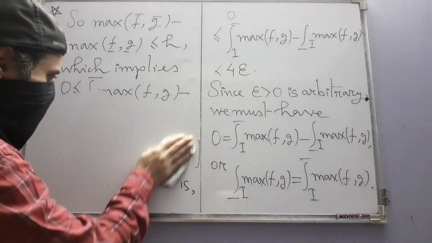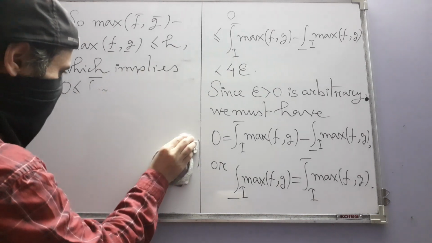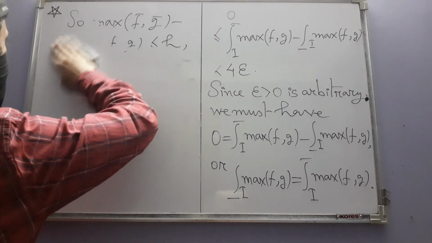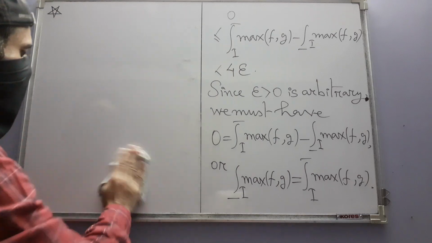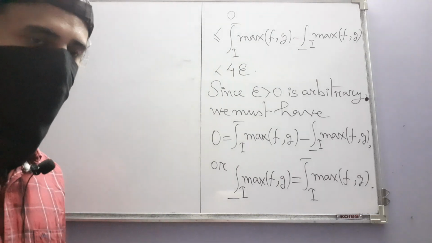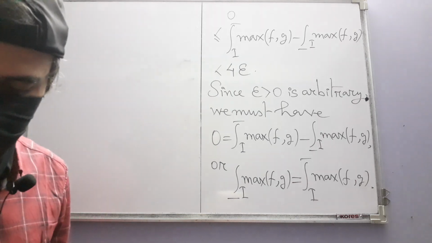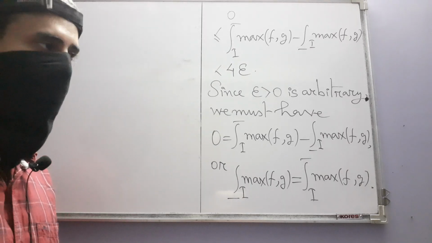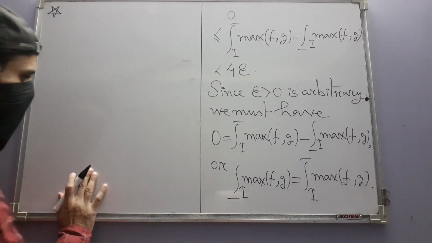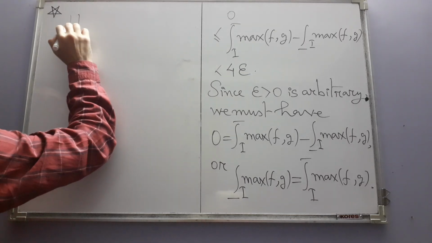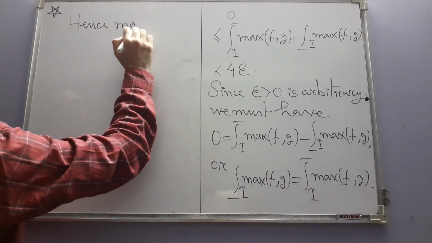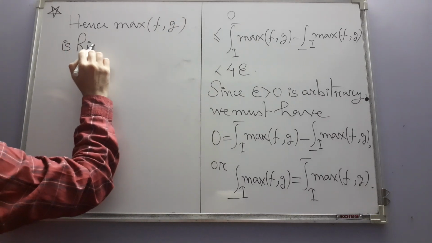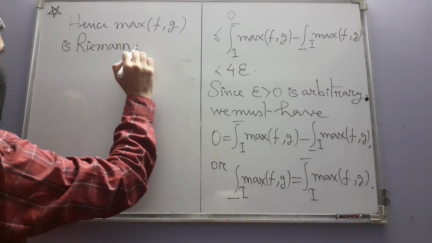This proof is slightly longer than the usual proofs. There is another one which is going to be slightly even longer than this. I mean, it will trouble us to some extent, which is the product of two Riemann integrable functions that we won't see today. Instead, let's just write the final line. Hence, this is Riemann integrable.